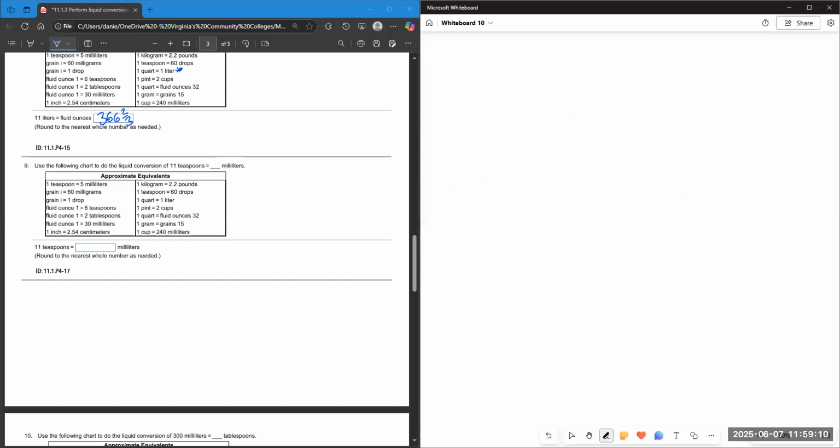11 teaspoons to milliliters. So 1 teaspoon is 5 milliliters. Teaspoons cancel. I have 55 milliliters.